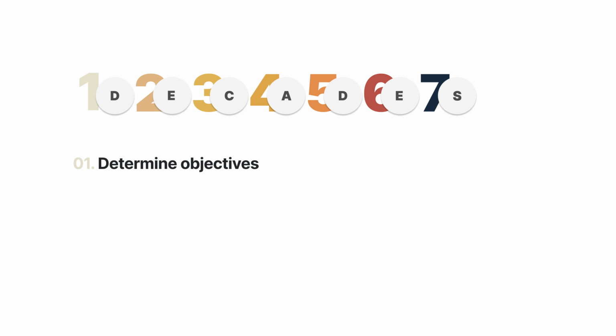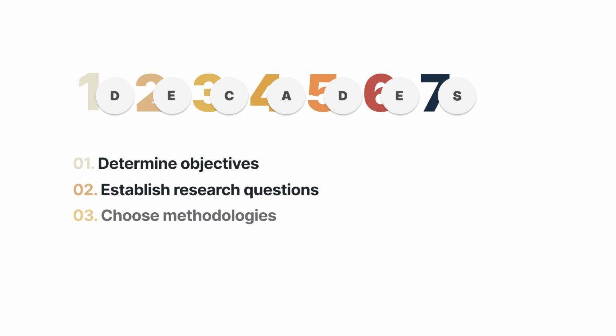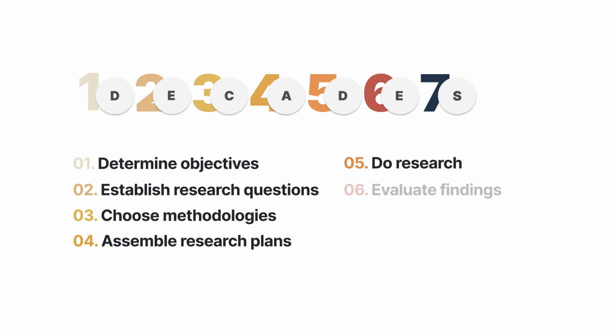The Decades framework doesn't tell us how to implement or go through the process specific to every single type of design research methodology, but it does remind us of the pieces that we need to consider in order for our research to be effective, no matter what design methodology we choose. Decades stands for determine your objectives, establish your research questions, choose your methodologies, assemble your research plan, do the research, evaluate your insights, and share your insights. Decades is a simple 7-step process to ensure well-considered and well-defined design research initiatives.